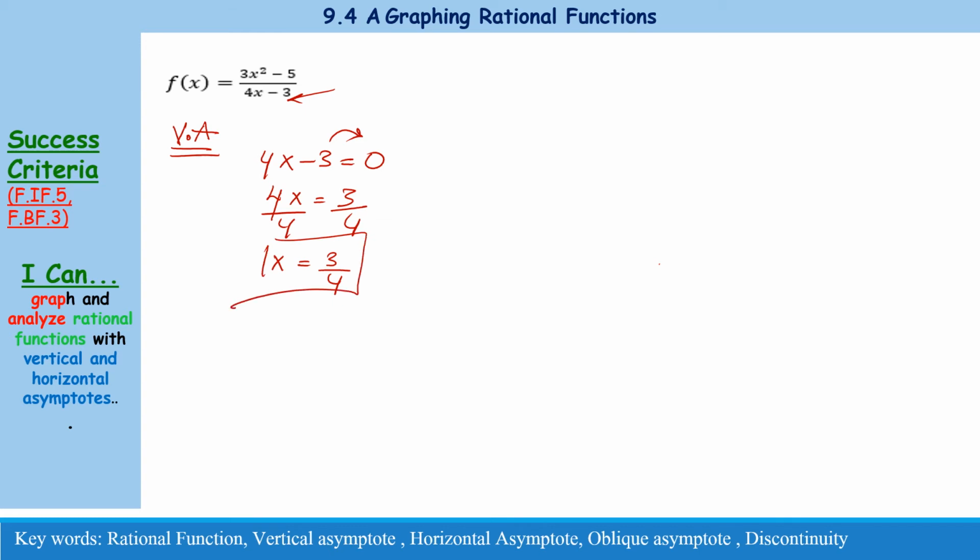After doing that, we have to write our domain. So in our case, the domain is all real numbers except 3 over 4.